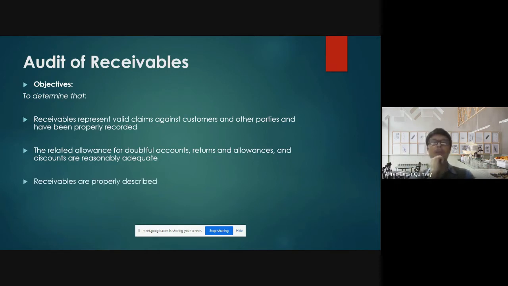Receivables are properly described. So we're going to talk about that in a while. And disclosure with respect to the accounts receivables are adequate, no? Kasi hindi natin alam, baka mamaya yung receivables na yun, merong iba pang nagkiklaim doon, or let's say a notes receivable has been yung bang na-dishonored, no? Okay, so those things, no?